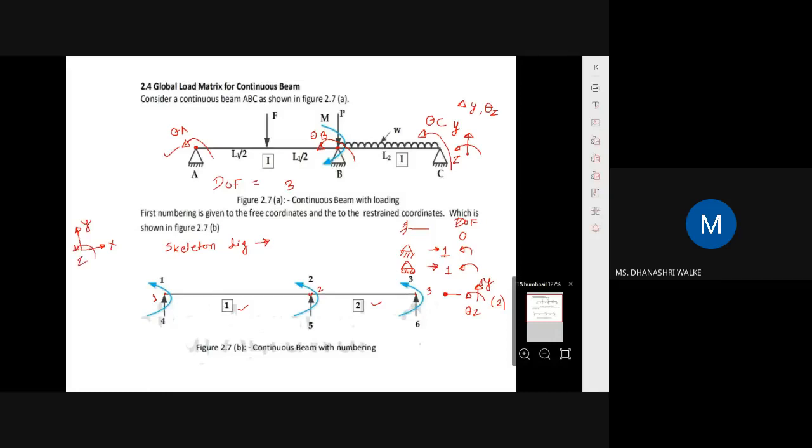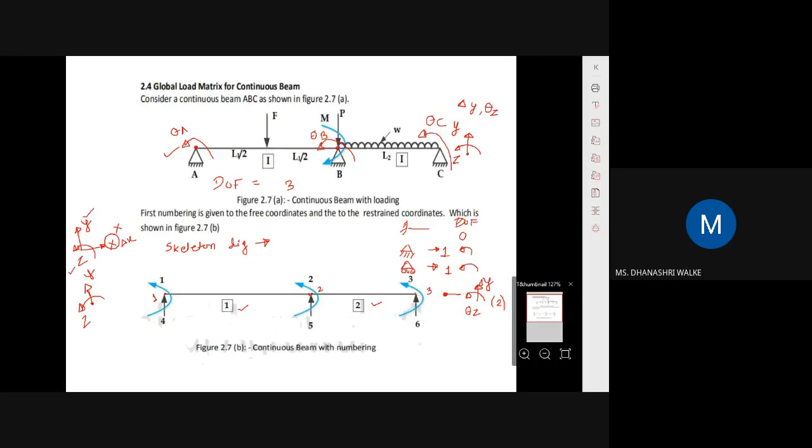Okay. But we are not considering x. So delta x we are not considering. So your coordinate axis, in case of beam, is y and z. Okay. This will be the coordinate axis. X is not considered, it is neglected. Okay. So we don't have to consider this. Only we are considering y and z.